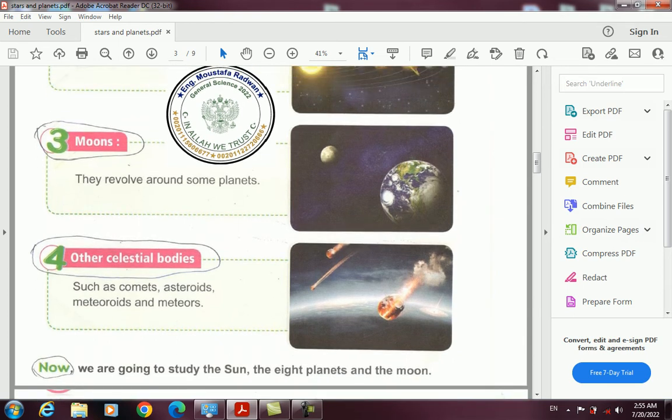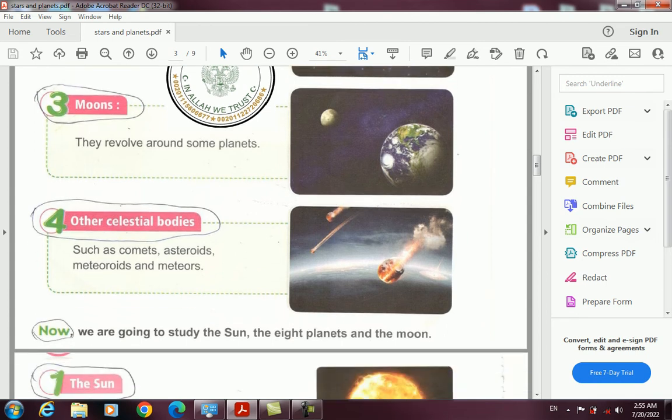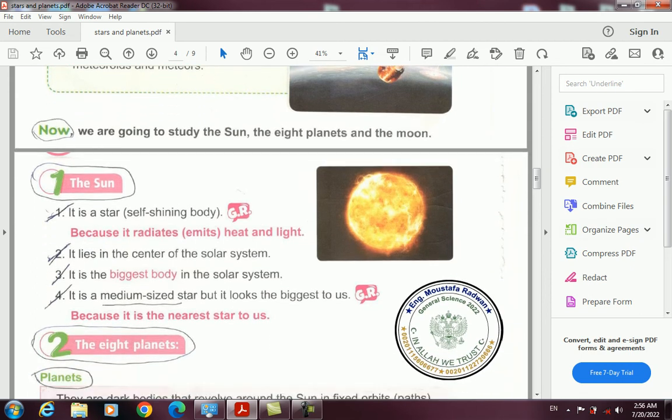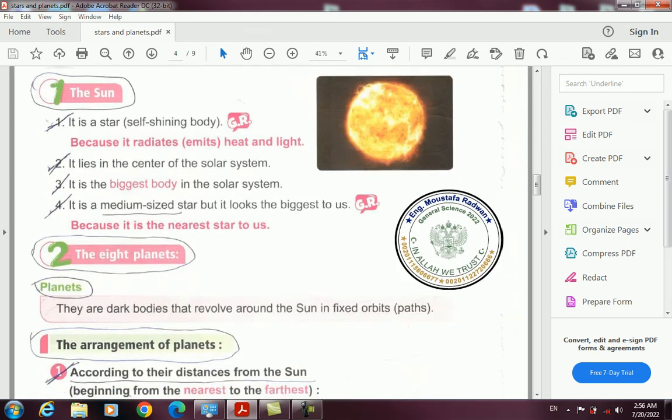Now we're going to study the sun, the 8 planets, and the moon, which are related to us in this lecture. So, for the sun, it's a star, a self-shining body, okay? And why do we call the star a self-shining body? Because it radiates or emits heat and light. So this is the first characteristic of the sun.